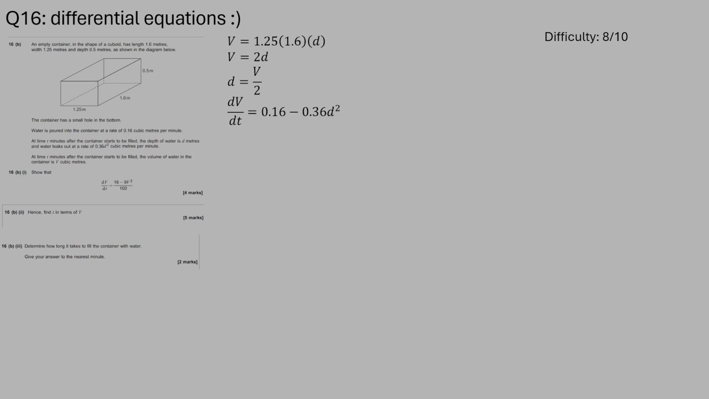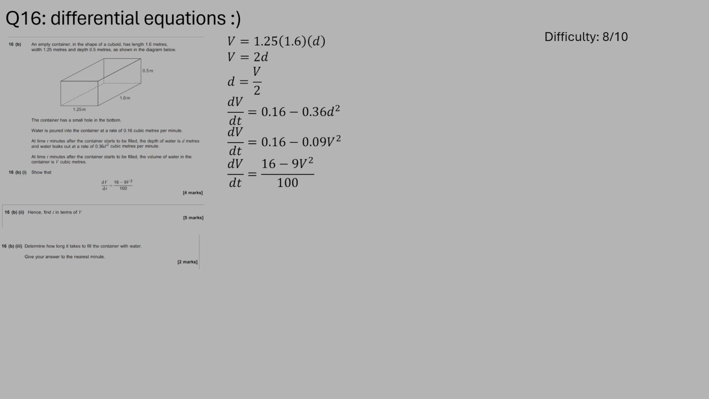But now we find the differential equation. The two things affecting it are the water being poured in, which is 0.16 cubic meters per minute, and the water leaking out, so it's a minus, at a rate of 0.36 d squared cubic meters per minute. We put them both together to get the differential equation. Then we substitute what we got earlier and rearrange it to look like this.